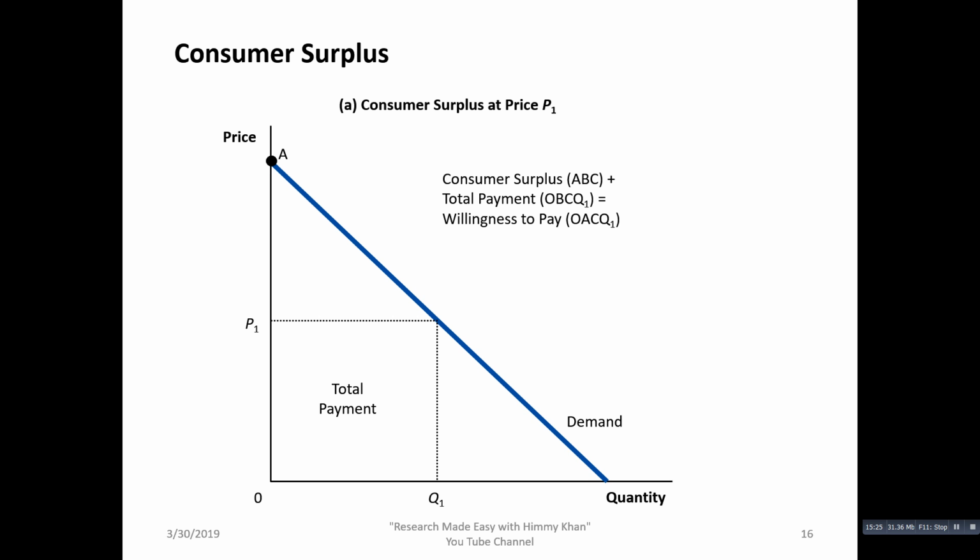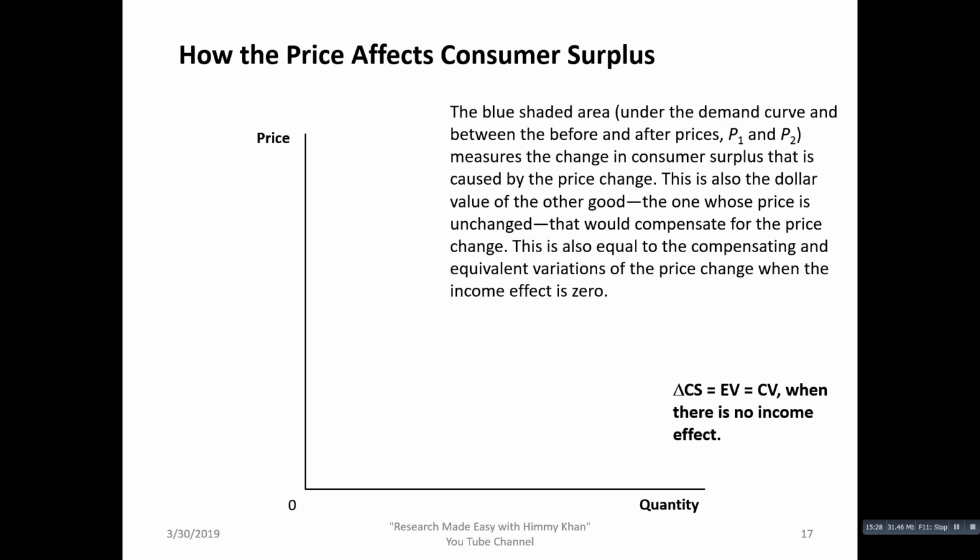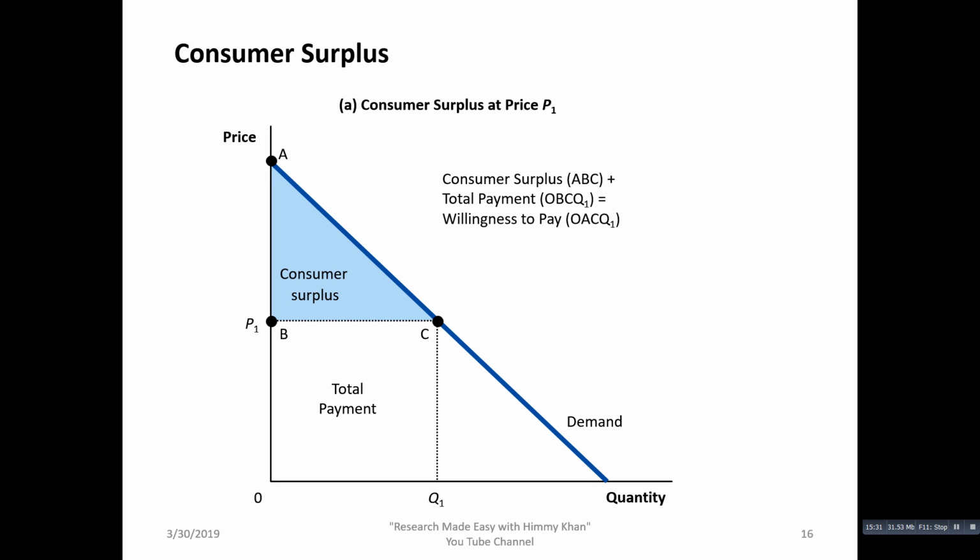Now, let me tell you, this blue line is the demand curve, A is the vertical intercept, and the blue shaded triangle ABC shows consumer surplus. The rectangle OBCQ1 shows total payment for Q1 units of CD when the price is P1, and the sum of the consumer surplus and total payment gives us the total willingness to pay of the consumer, which is equal to OACQ1.